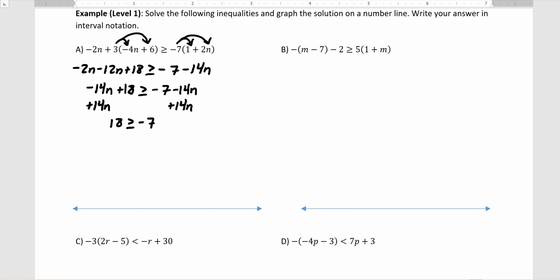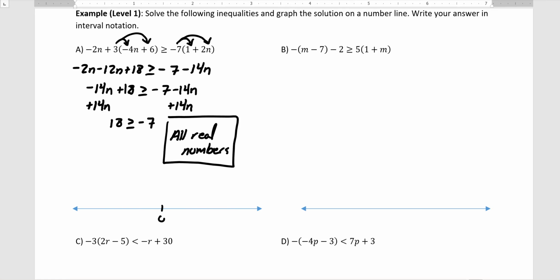Notice our variables are gone. This kind of relates back to our no solution, infinite solution idea we talked about with equations. Now here, 18 is greater than or equal to negative 7. In the past, we'd say infinite solutions, which is true, but with inequalities, we generally always have infinite solutions, as any inequality goes to positive or negative infinity most often. So 18 is greater than or equal to negative 7 is true. However, what we would say here is all real numbers, in the sense that all numbers from negative infinity to positive infinity are our solutions.